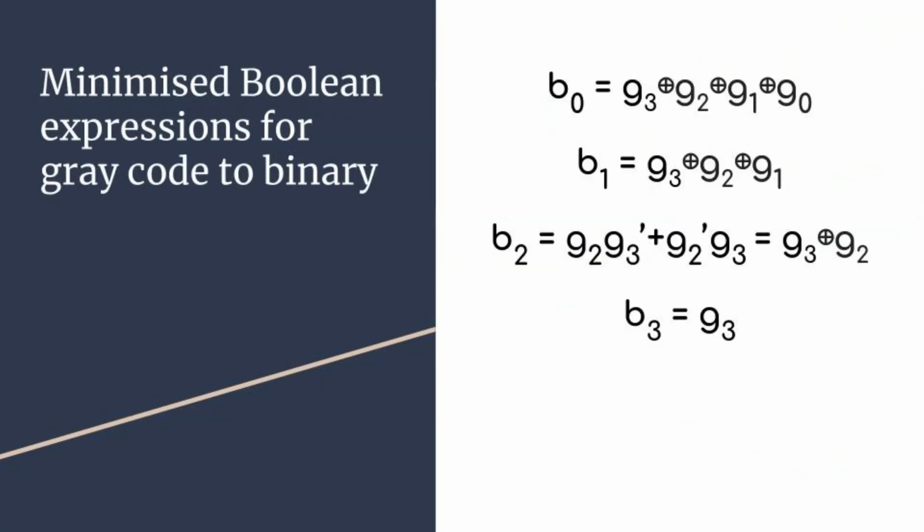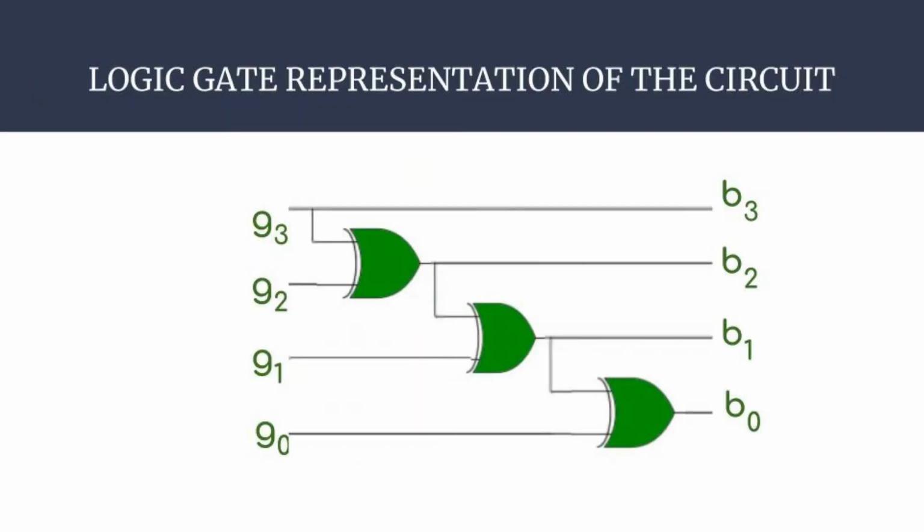Using the K-maps, we will write the minimized Boolean expressions for gray code to binary. As observed in the previous slide, B0 is nothing but the XOR sum of the input units. B1 is the XOR sum of G3, G2 and G1. B2 is the XOR sum of G3 and G2, whereas B3 is equal to G3.